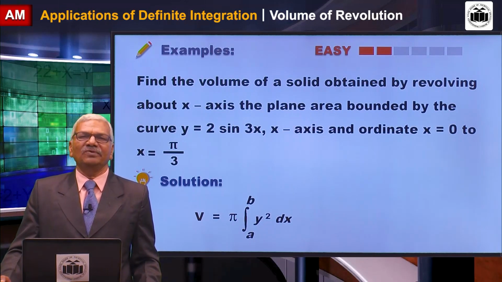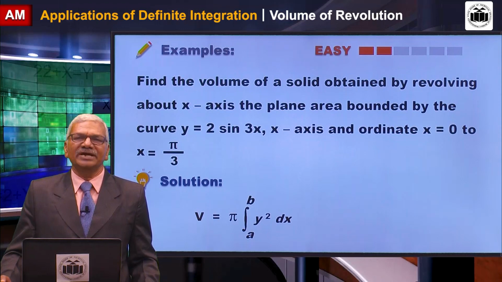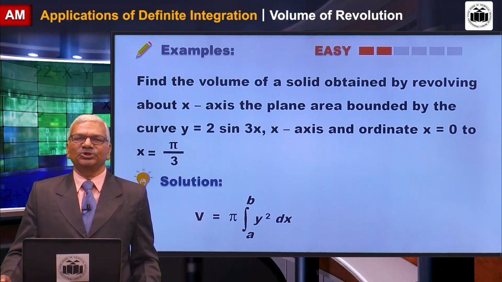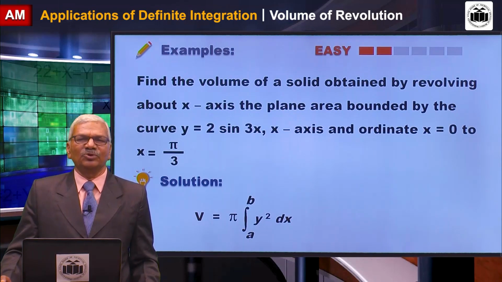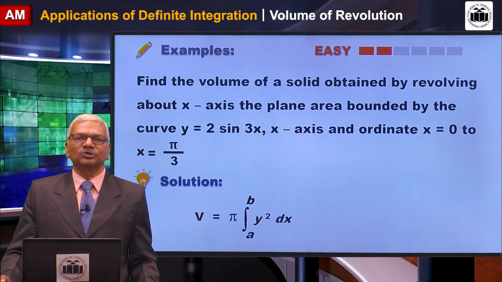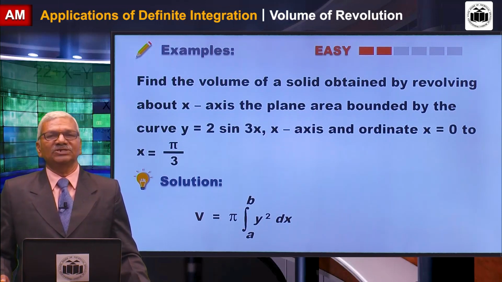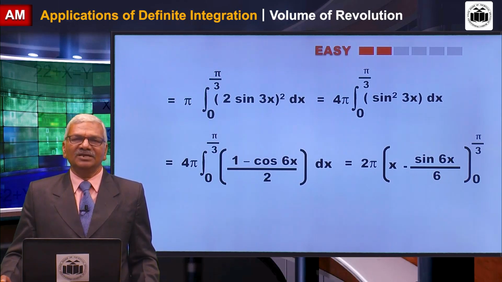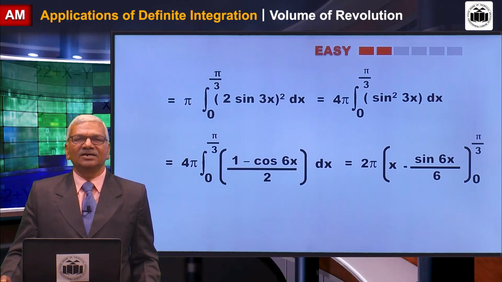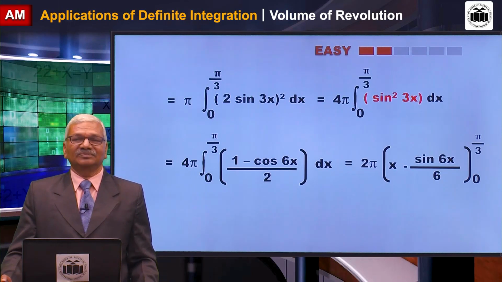You're given the equation of the curve y equals 2 sine 3x. The boundaries are x equals 0, x equals pi by 3. So what to do? Simply put this in the formula: volume equals pi integration a to b y square dx. That is a to b is 0 to pi by 3, y is 2 sine 3x. So you get pi integration 0 to pi by 3 of (2 sine 3x) whole square. Now here you get sine square 3x.